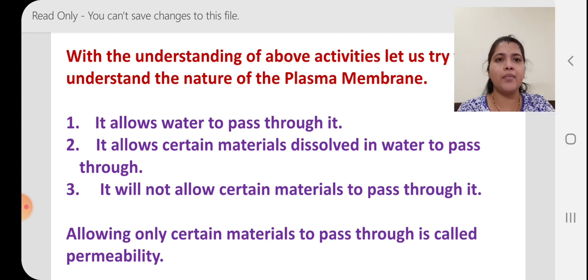The plasma membrane allows water to pass through it. It allows certain materials dissolved in water to pass through. It will not allow certain materials to pass through it at all. Allowing only certain materials to pass through is called permeability. Most plasma membranes are selectively permeable in nature, children.